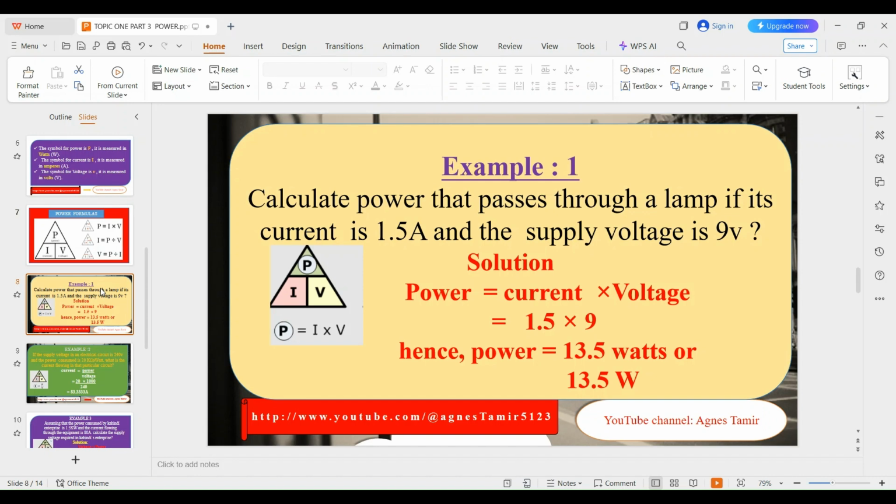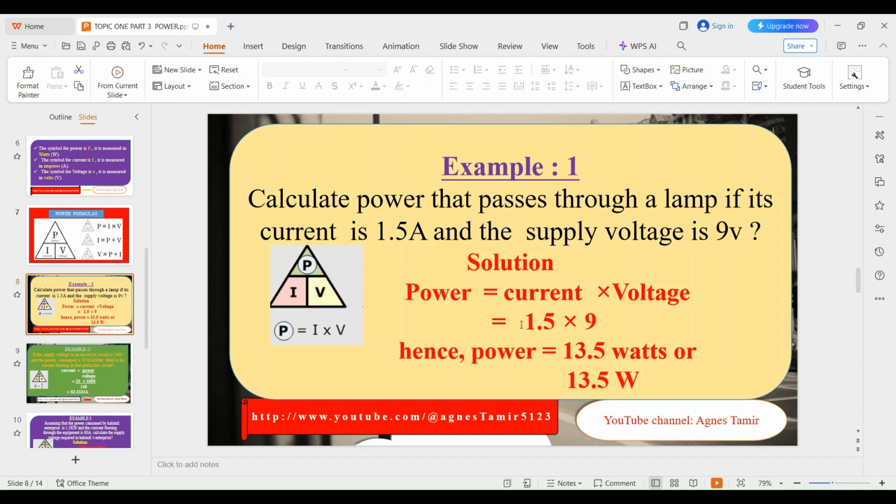Remember, we have seen that power can be expressed in three ways: using voltage and current, using resistance and current, and using voltage and resistance. In this scenario, we are going to express power using current and voltage because it's what we are having here. Power is given by current multiplied by voltage, or voltage multiplied by current.